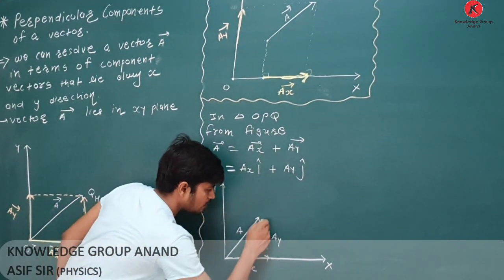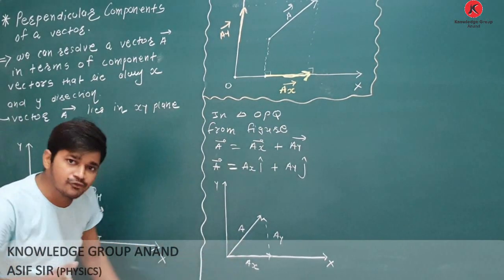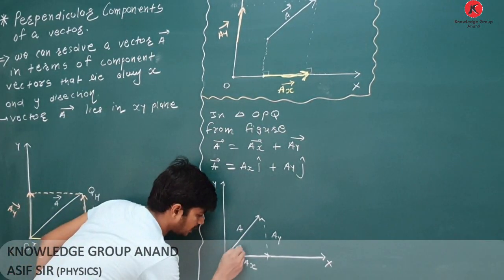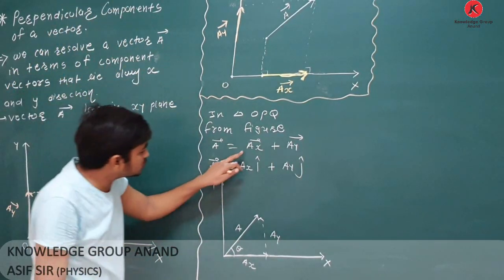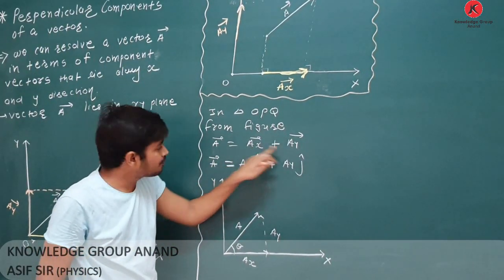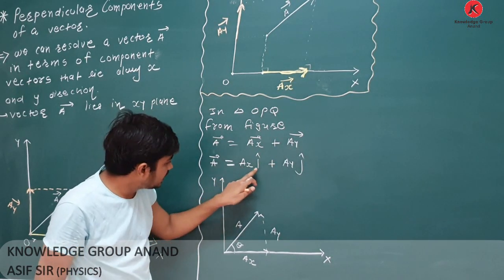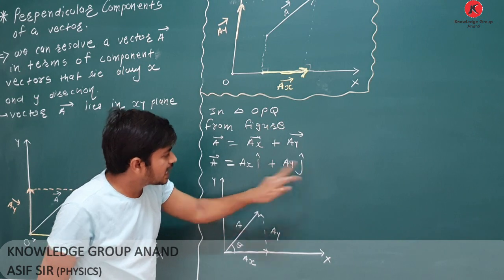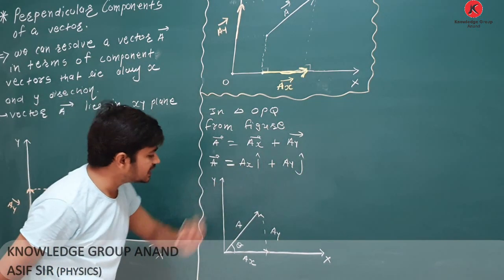Only magnitude. It is in form of magnitude. And let this angle be theta. So here what is the difference between the vectors AX and AY and the magnitudes? AX is a vector, AY is a vector. This AX is magnitude and it is direction. Clear about this? Okay. Now how to find AX and AY?